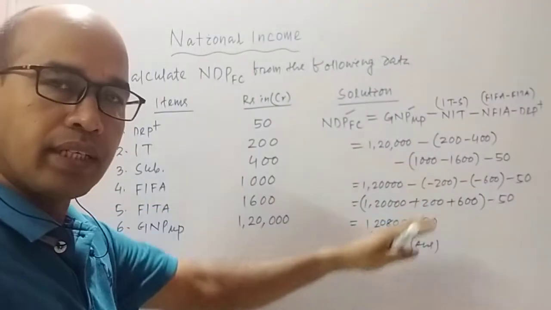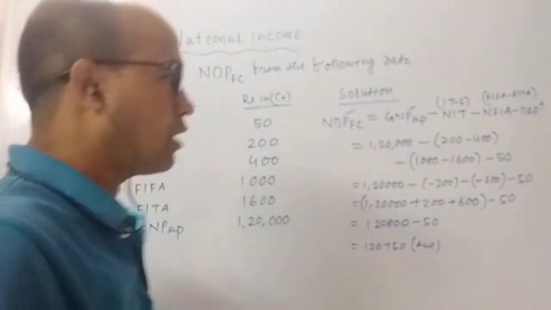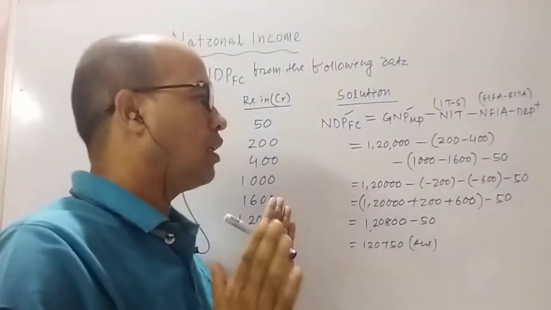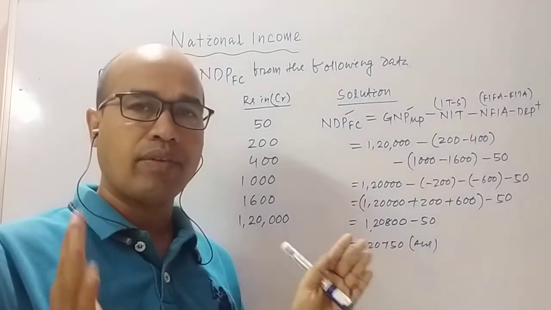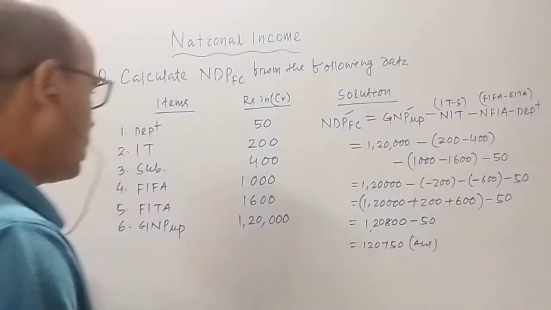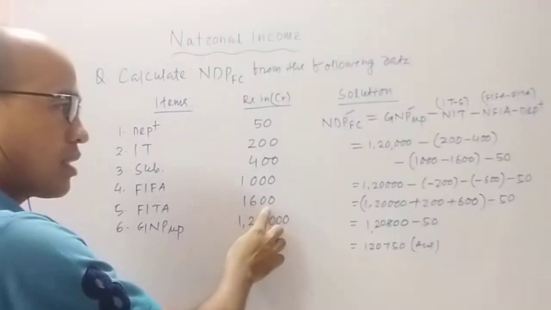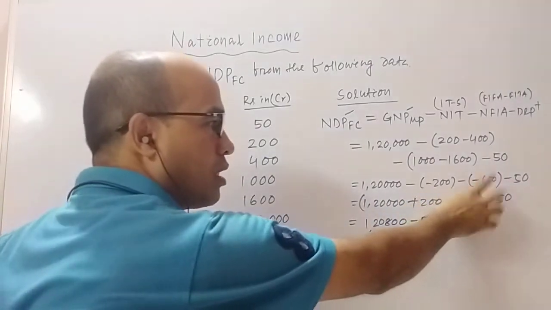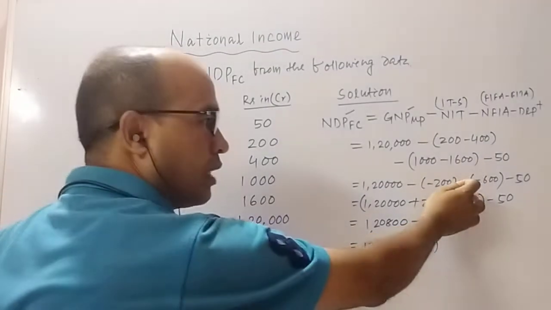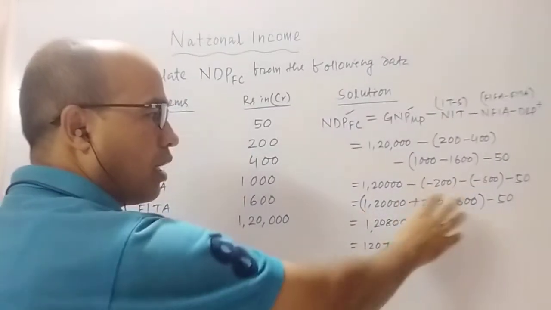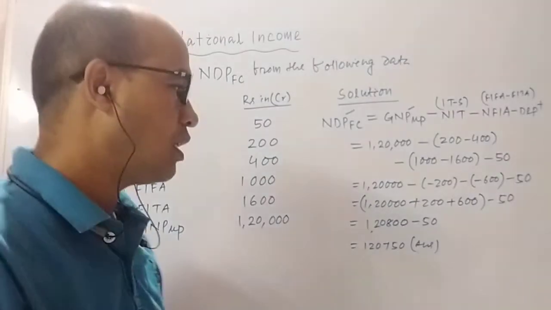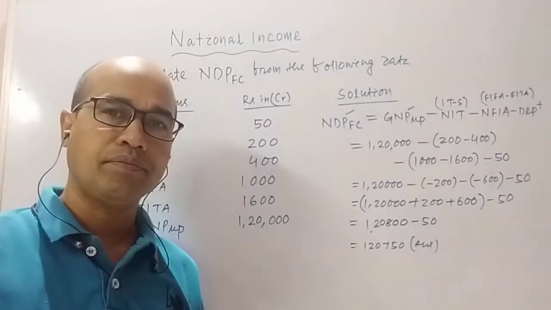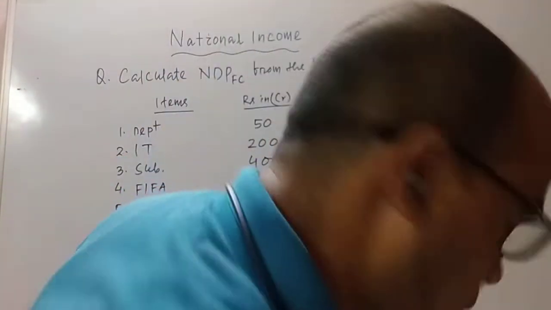So if NFI is not given in the question, what do you do? Now this is the difference between factor income from abroad and factor income to abroad. So you deduct 1000 minus 1600, and you find minus 600. Then minus into minus is plus. Then you add all these three and deduct 50, then your answer is 1,20,750. Okay? Then go to the next question.